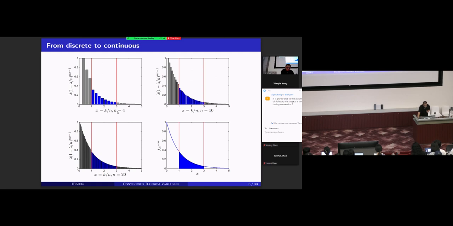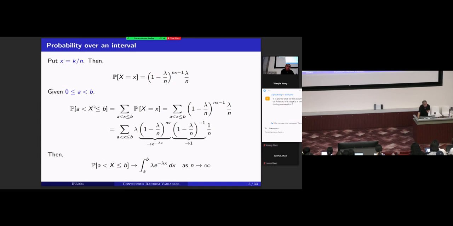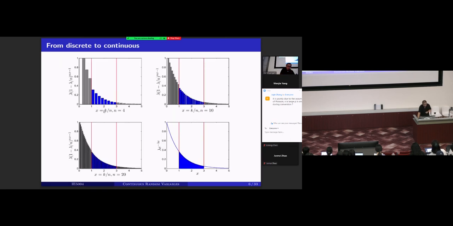Accordingly, when n is equal to 4, the probability that x, the time until we see the first pass, is between 1 minute and 3 minutes will just be the area of those blue bars, right? And then I just change the parameter. I change the parameter to 10, while I keep lambda, which is n times p, fixed, right?